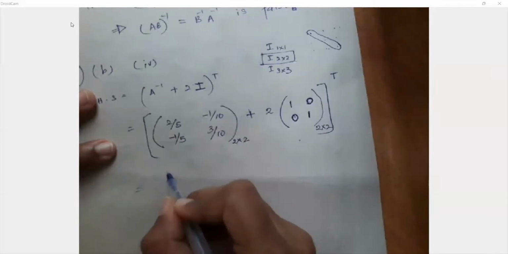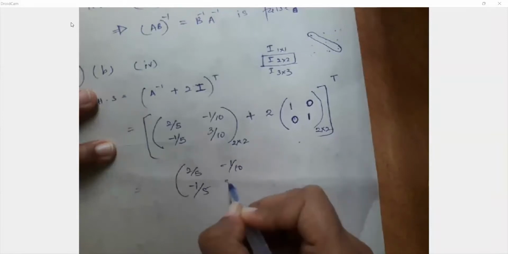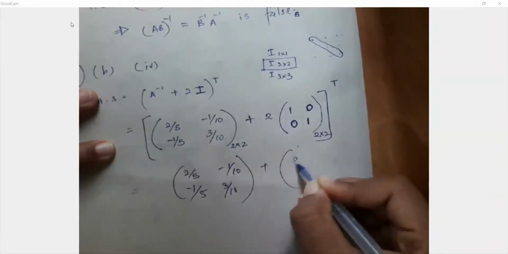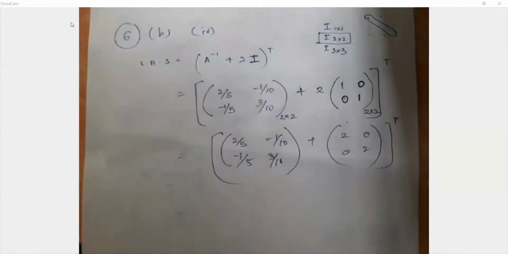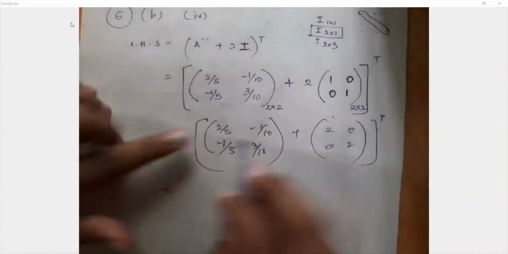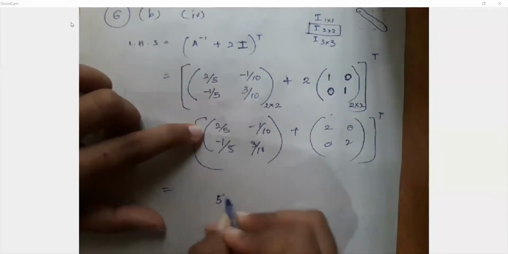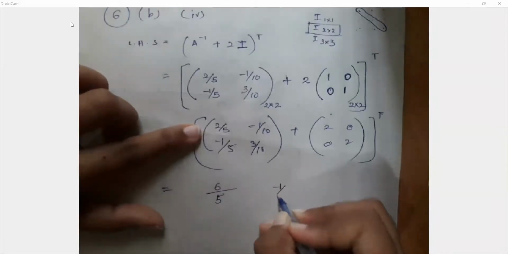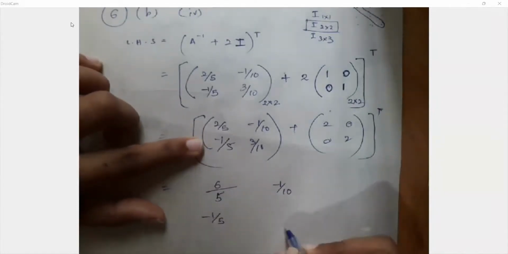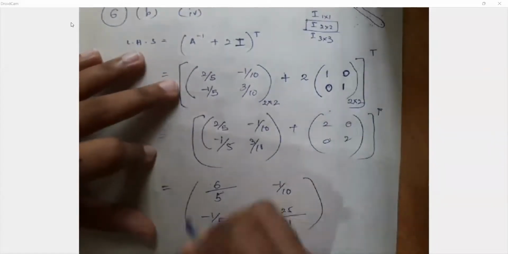Now simplify this one. 2 over 5 minus 1 over 10, 3 over 10 plus 2, 0, 0, 2. Take the transform. I will quickly do that one. Now you have to try these ones at home. 2 over 5 plus 2, that means what? 5 over 6, minus 1 over 10, minus 1 over 5, 11 over 25. I have to take the transform of that one.